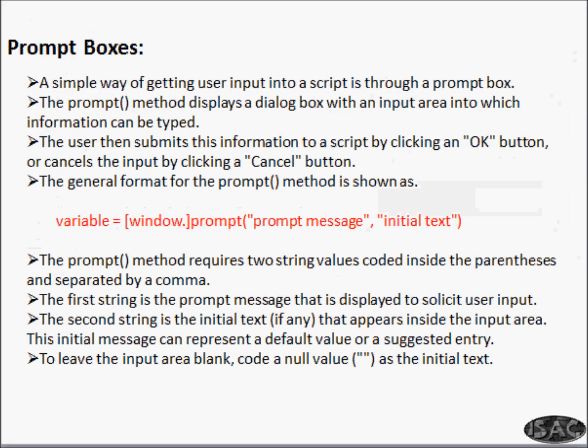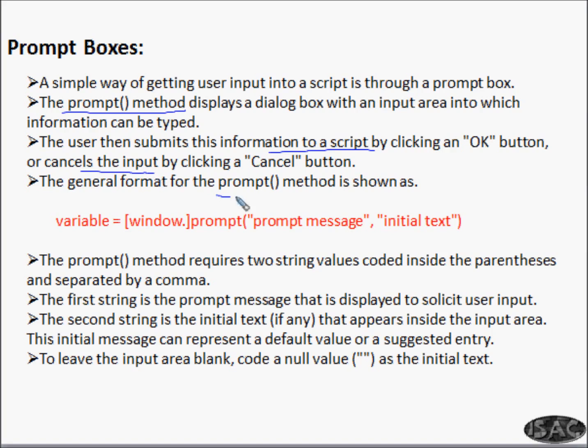Next we have to understand the prompt box. A simple way of getting user input into a script is through a prompt box. We have a prompt method here, which helps you display one input area box, where you can enter something and say okay. The user then submits this information to the script by clicking the OK or Cancel button. Once you say cancel, it will cancel the box and return null to the variable.